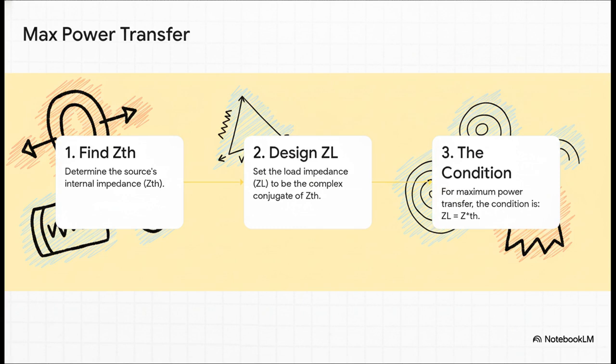And the secret is that to get the absolute most power, your load can't just match the source. It has to be its complex conjugate. Think of it like a perfect dance partner. The resistive parts have to be exactly the same, moving in perfect sync, but the reactive part has to be the exact opposite, so it perfectly cancels out the source's own reactive energy.